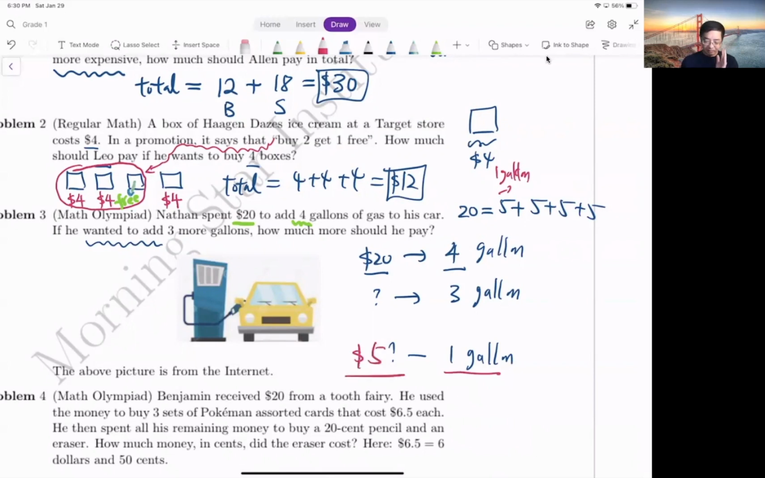Let's double check this. $5 for 1 gallon, and then 4 gallons will be 5 plus 5 plus 5 plus 5. That is 20. Great. So 1 gallon is $5. So 3 gallons is easy. It's just 5 plus 5 plus 5. That is 15, right? So he needs to pay 15 more in order to get 3 more gallons of gas.